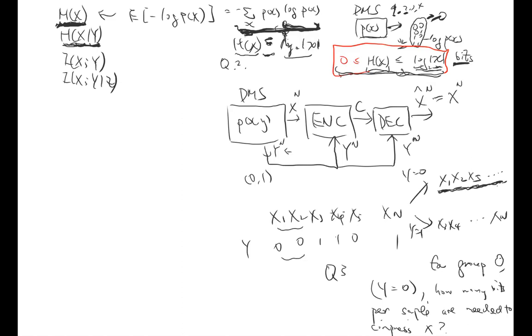Not exactly. If X and Y are completely correlated, let's say X equals Y, then it will be... Yes, actually it's very close, but you're jumping a step ahead already. So how about for Y equal to 0?